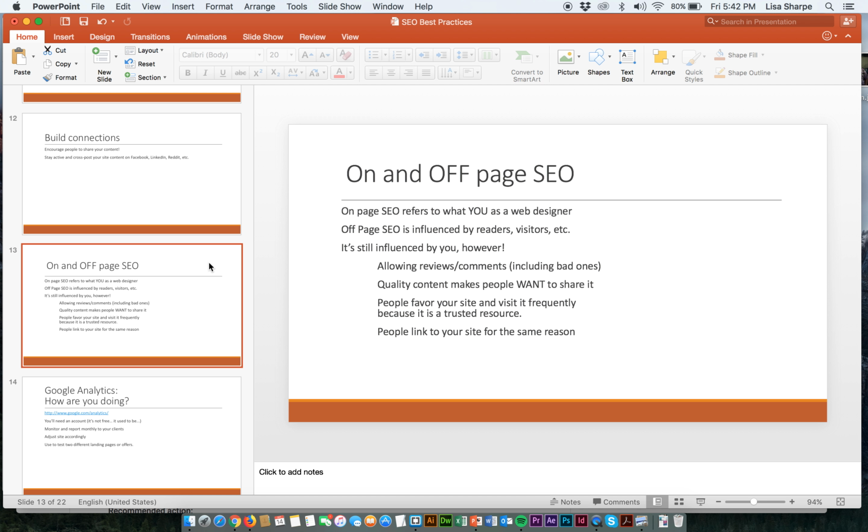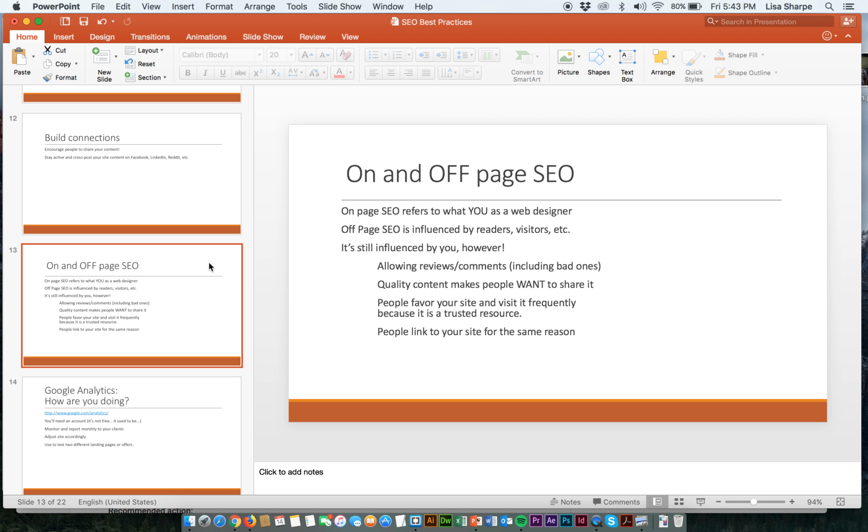And then there's off-page SEO. Allowing reviews or comments, even bad ones, will give you a higher ranking because Google highly values what other people have to say about your site. All publicity is good publicity.